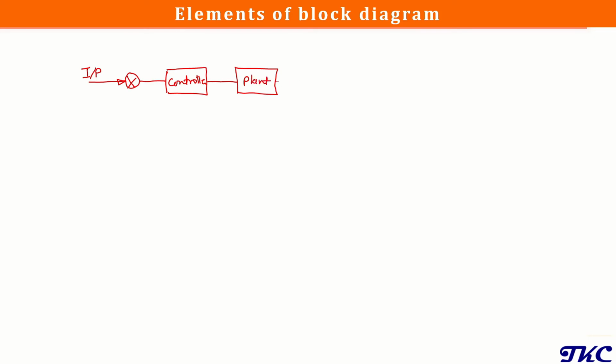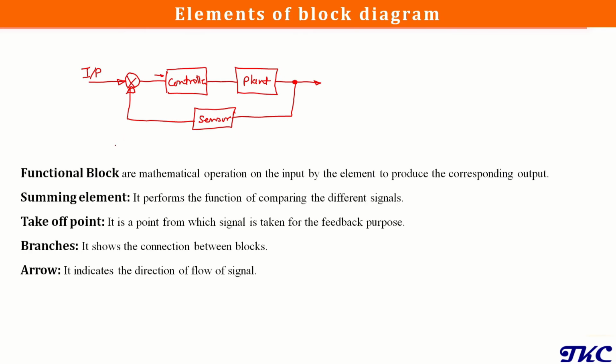Then we will be having some output, and that output will be measured by a sensor to monitor. So that sensor signal will be sent to this summing point where it will be compared, and if we are having any deviation, that input will be again fed to the controller to again control this plant. So this is a basic diagram of any control system that we can have. Now let's discuss the different elements that we can have here.